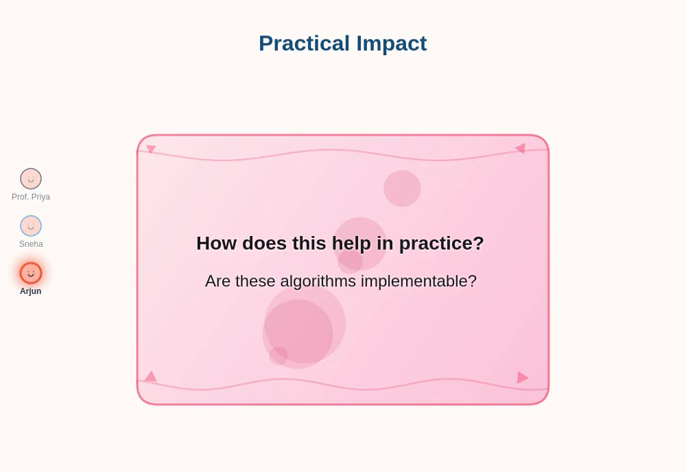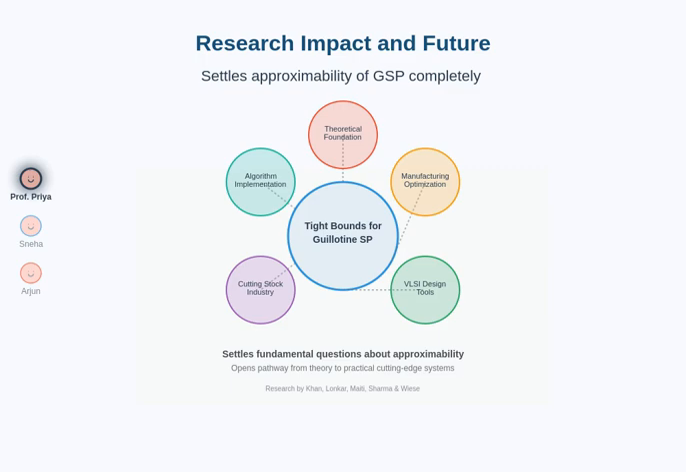This sounds theoretically beautiful, but how does it translate to practice? Are these algorithms actually implementable for real applications? This research essentially settles the approximability of guillotine strip packing for both polynomial and pseudo-polynomial settings. It provides a theoretical foundation for developing practical cutting and layout optimization systems.